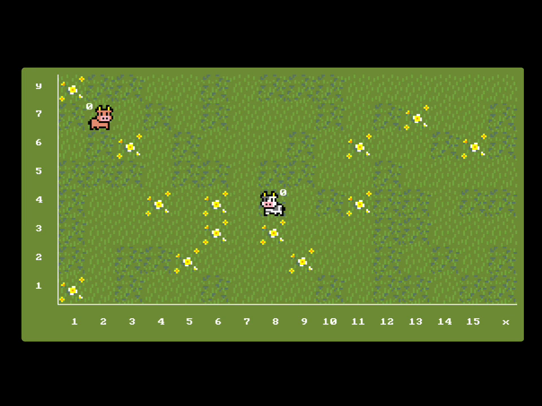So we've established that the eastward cow must be to the west and north of the northward cow if one cow is to block the other, but there are three things that can happen in this situation. The northward cow could block the eastward cow, like so.